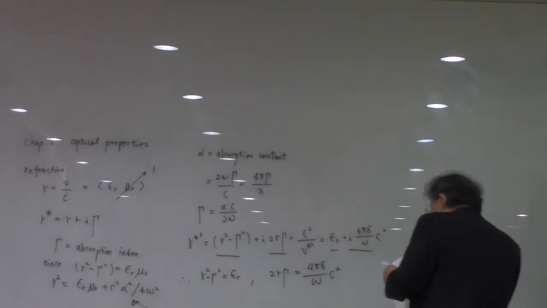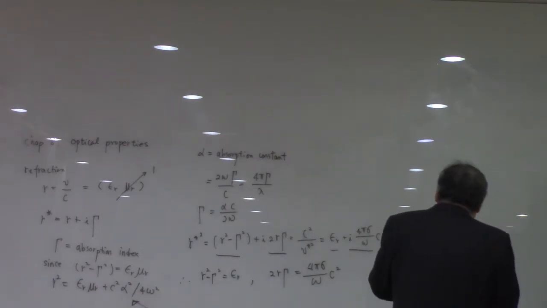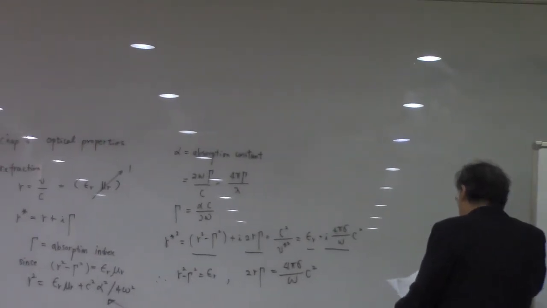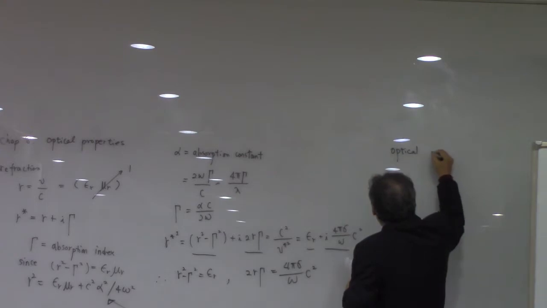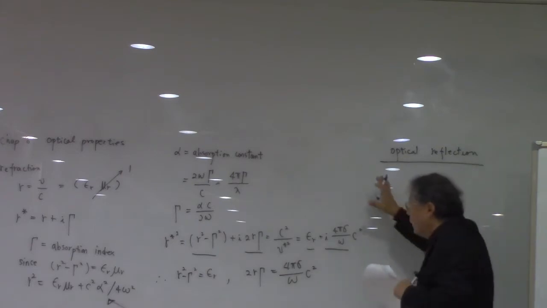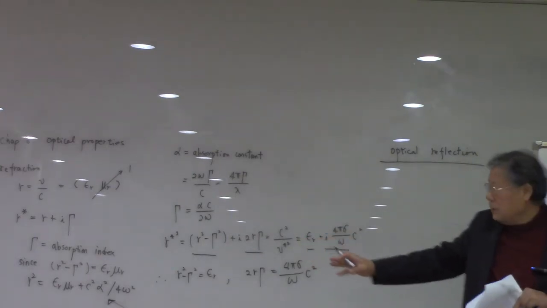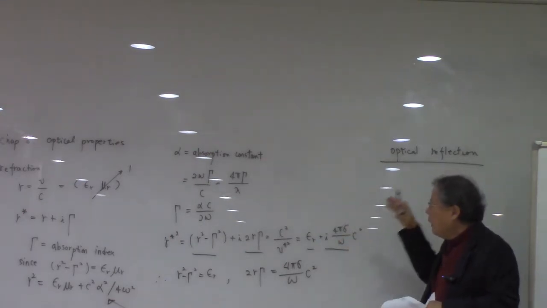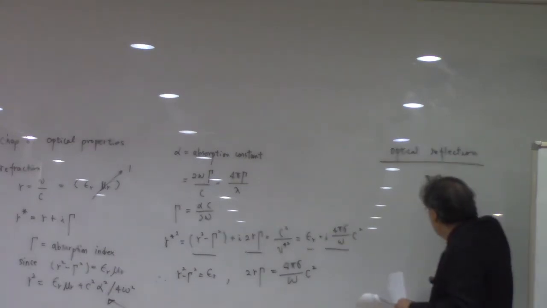Now, in this chapter, what we are going to discuss is the optical reflection a little bit more. So far we have talked about the refraction. Now let's talk about the reflection, and then right after this we are going to talk about the absorption properties.